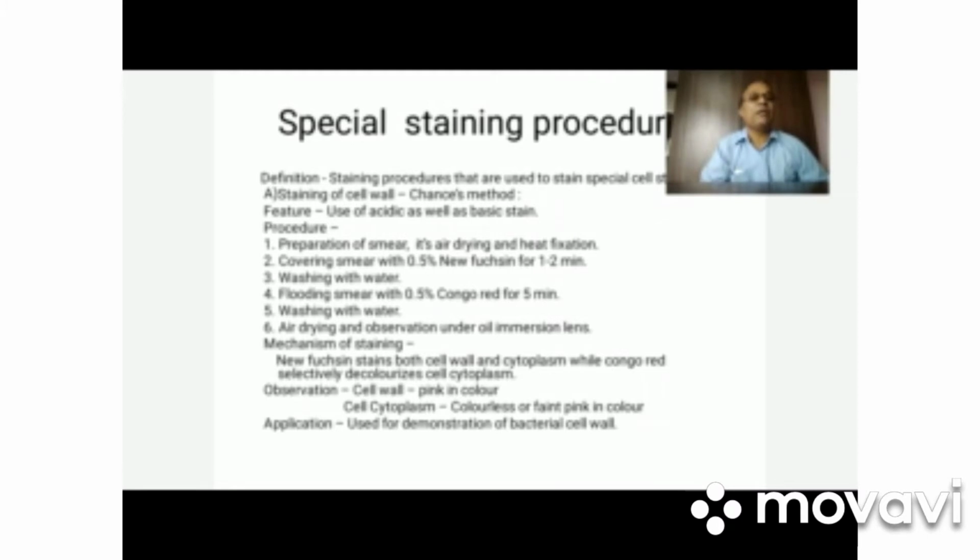The cell wall, as you are aware, is the outermost part of a bacterial cell that cannot be demonstrated by the staining procedures that we have described so far, and that's why we have to use a special staining procedure. The method that is used to stain the cell wall is Chance's method. This name is given in honor of the scientist Chance, who devised this staining procedure for demonstration of the cell wall.